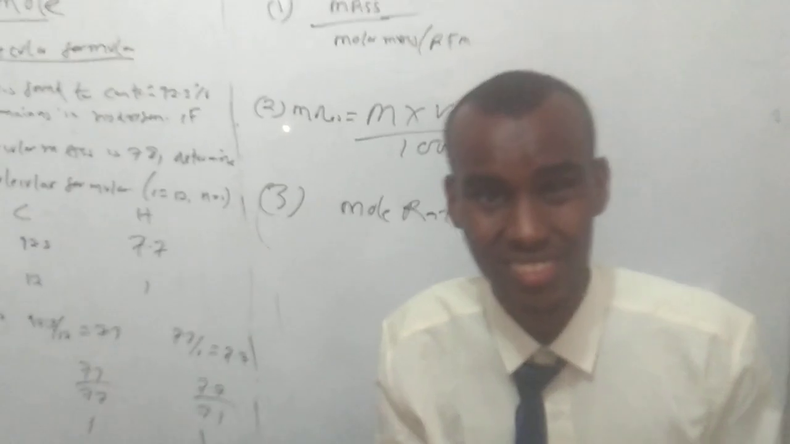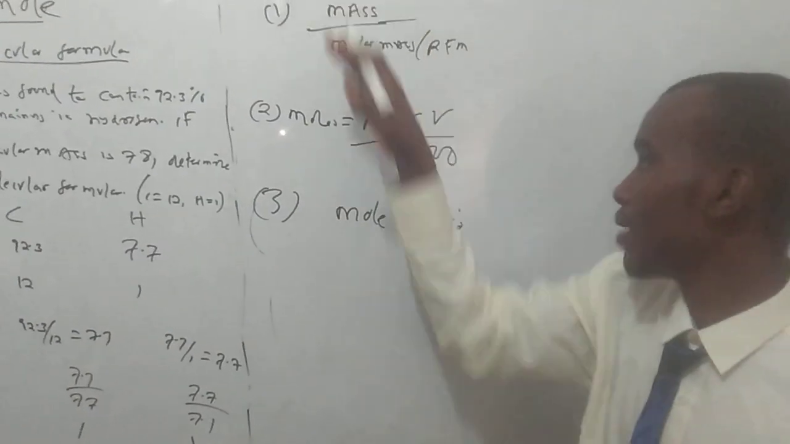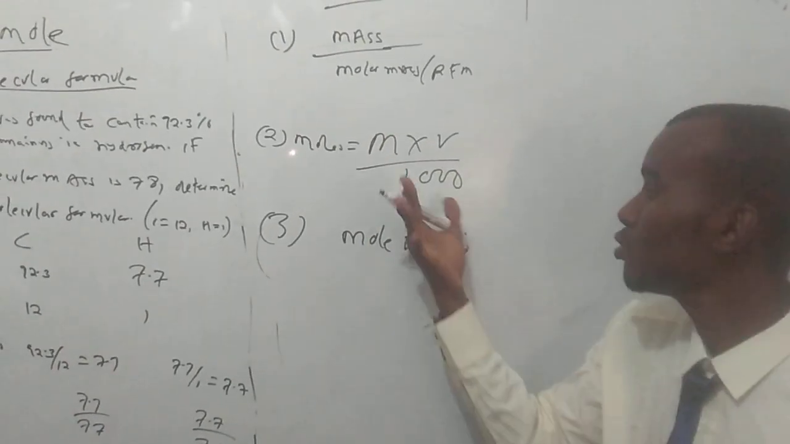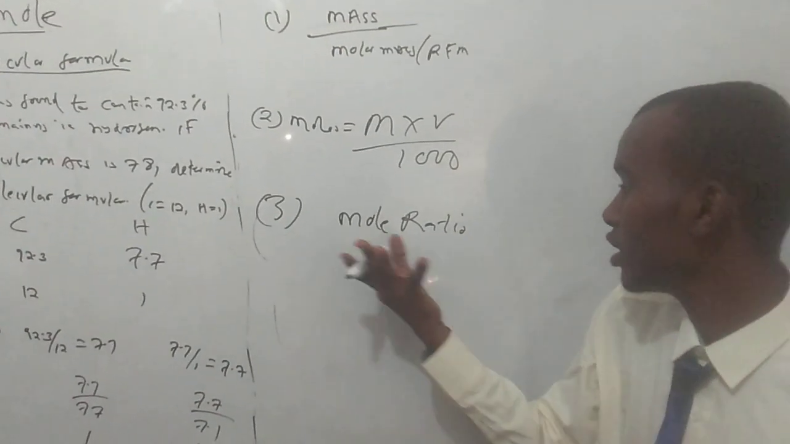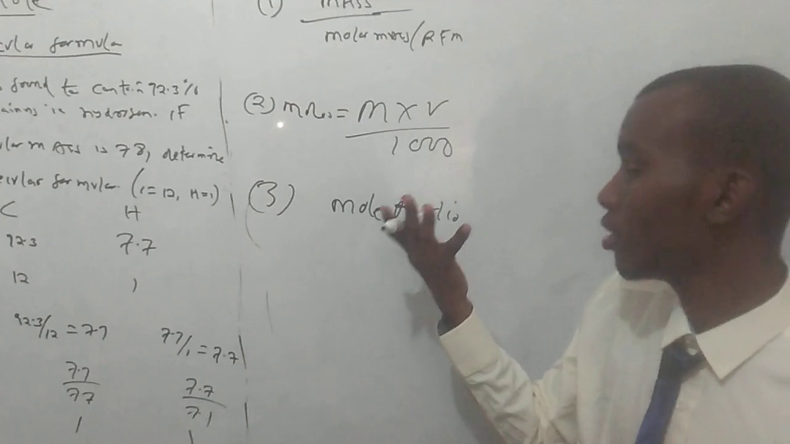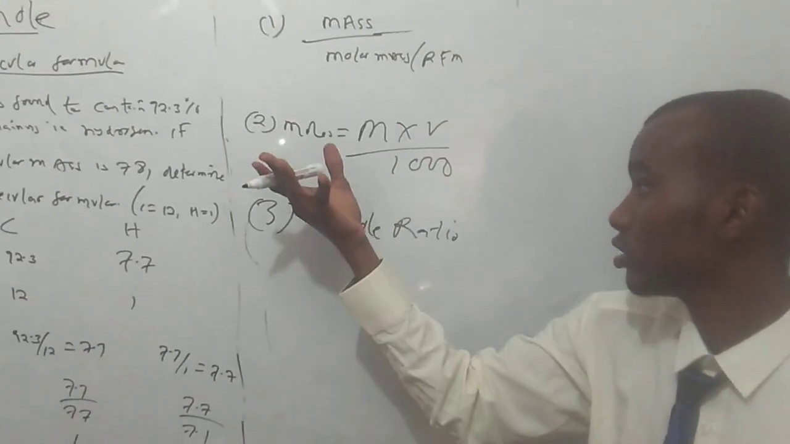If you have the mass, then you can take the mass over the molar mass. If you don't have the mass, but you have the molarity and the volume, then you can use this. But if these two are not possible, then you have to write the equation. From the equation, you will get the mole ratio, you will get the moles. So these are the only three ways of getting moles.